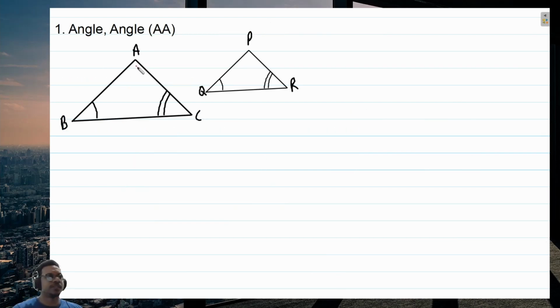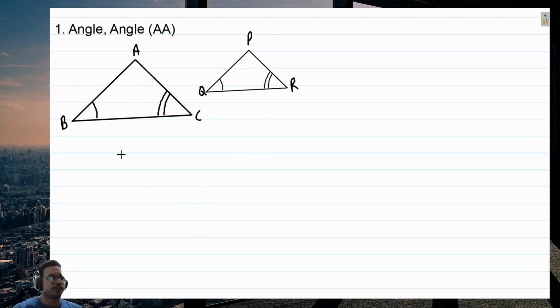Now the first property we're going to look at to prove that two triangles are similar would be angle-angle. It could be abbreviated to AA, which means angle-angle. So what we are saying here is that angle B is equal in size to angle Q, and angle C is equal in size to angle R. So we don't need to know all three corresponding angles. As long as we have two corresponding angles, that is sufficient enough to say that these two triangles are similar.